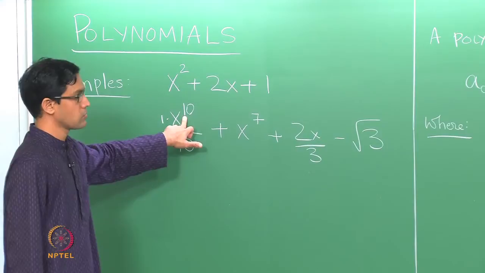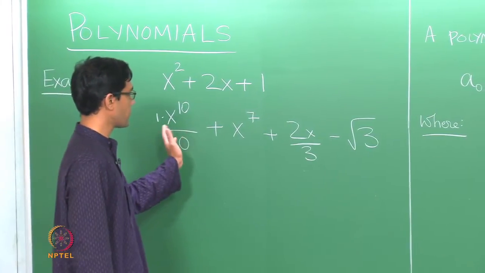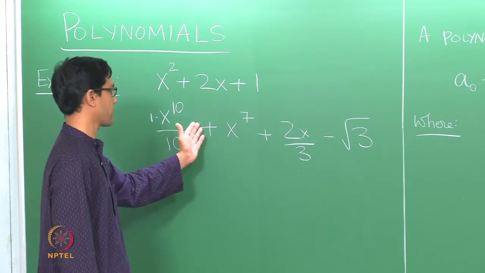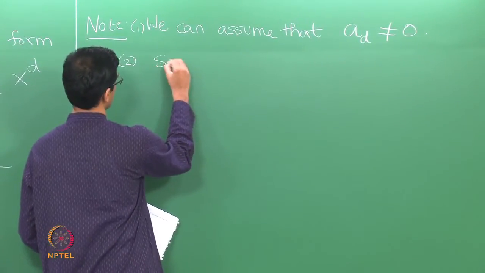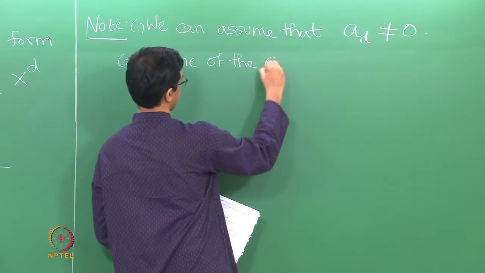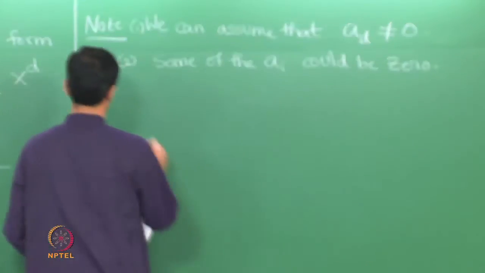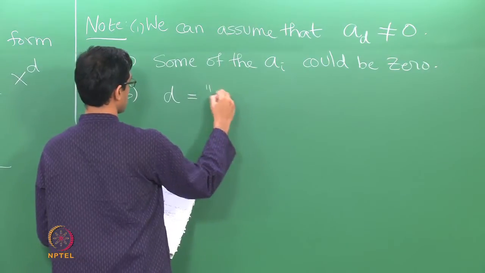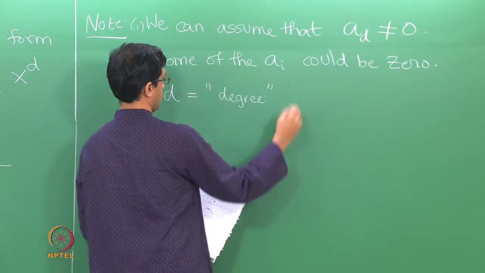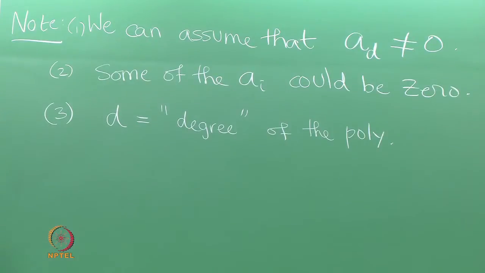For instance, in the second example here, this number d is called the degree, and d is 10 because it is the largest power of x which appears, but you do not really have all powers of x appearing. You do not have x power 9, you do not have x power 8 and so on. So, some of the other ai's could be 0, there is no problem with that. And the terminology is that d is what is called the degree of this polynomial. It is the largest power of x which appears.